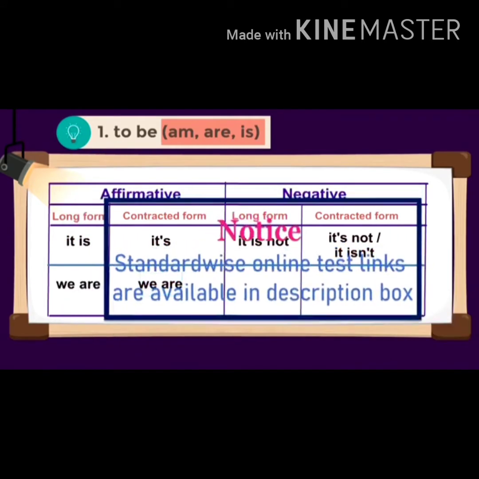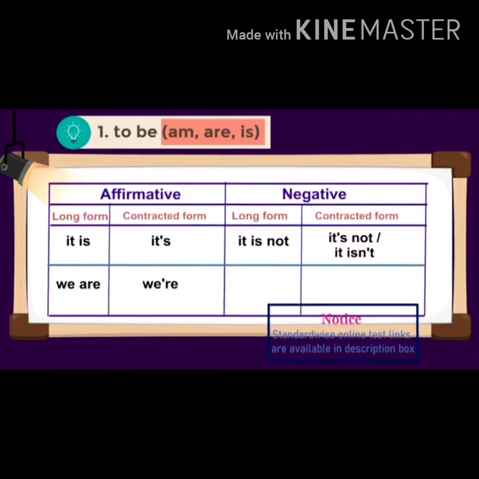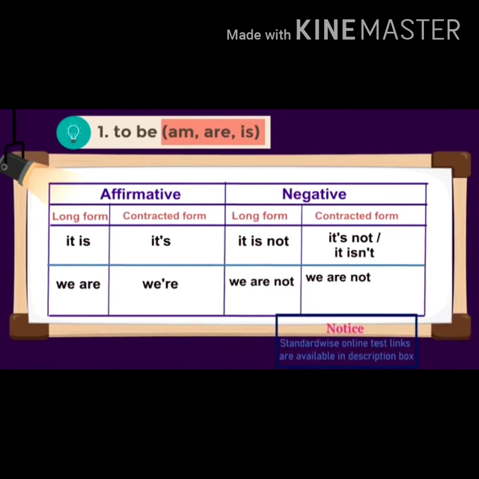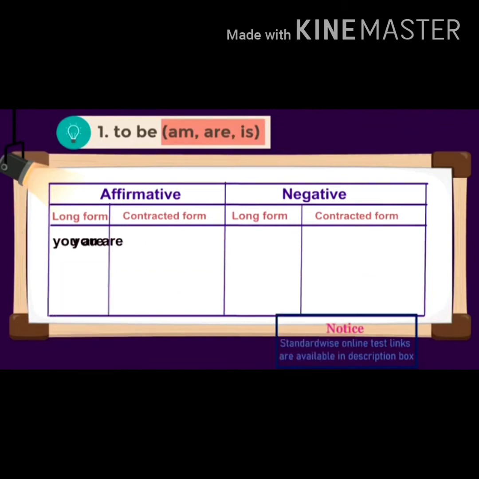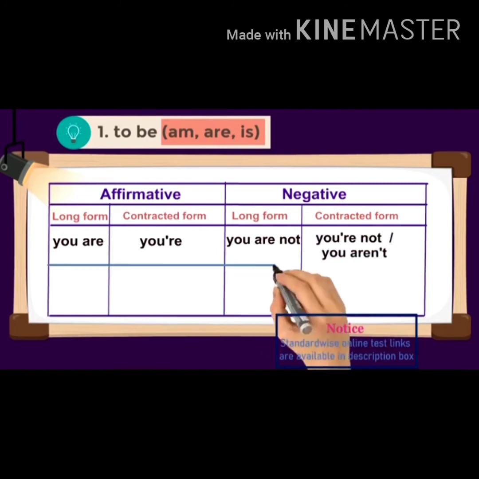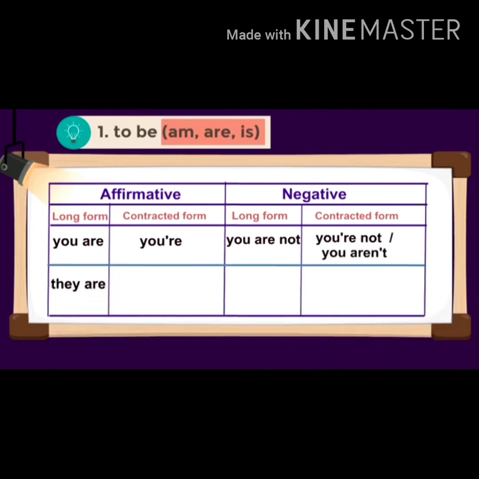We are, we're, we are not, or we aren't. You are, you're not, or you aren't. They are, they're, they are not, they're not, or they aren't.